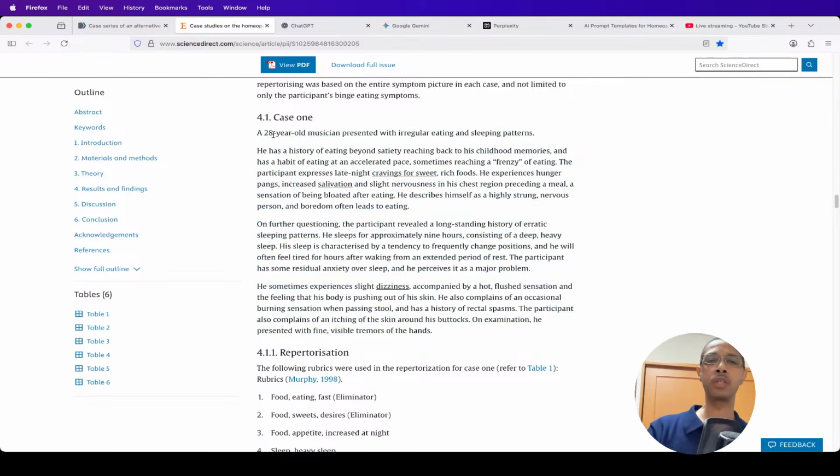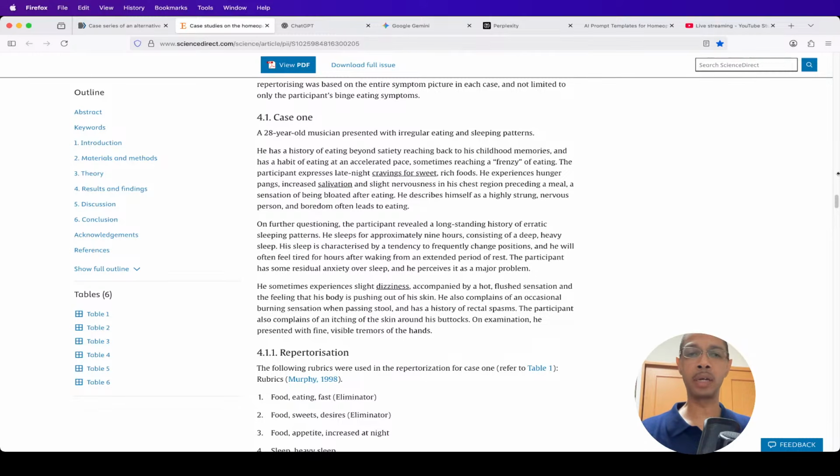Now, this is a 28-year-old musician. He's got irregular eating and sleeping patterns. He has a history of eating beyond satiation, going back to childhood memories, habits of eating fast, reaching a frenzy in eating. And you can see in this case, this is a very detailed case. And this is when you're dealing with AI, and it's just like when you're case taking. You want to have as much detail as possible to be able to get the best output possible, right?